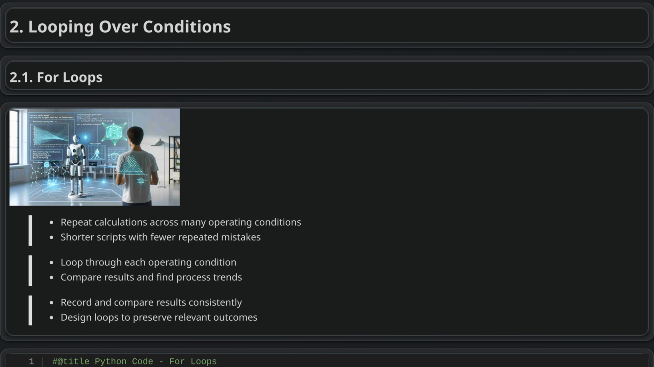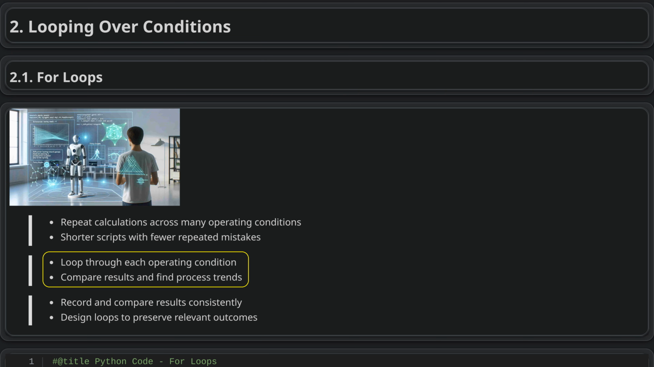Looping over conditions. For loops. A for loop repeats the same calculation for each value in a collection, making it useful for engineering comparisons across changing conditions. Instead of rewriting instructions for each case, you place the repeated work in one block and run it automatically for each item. This keeps scripts shorter, clearer, and less prone to errors.